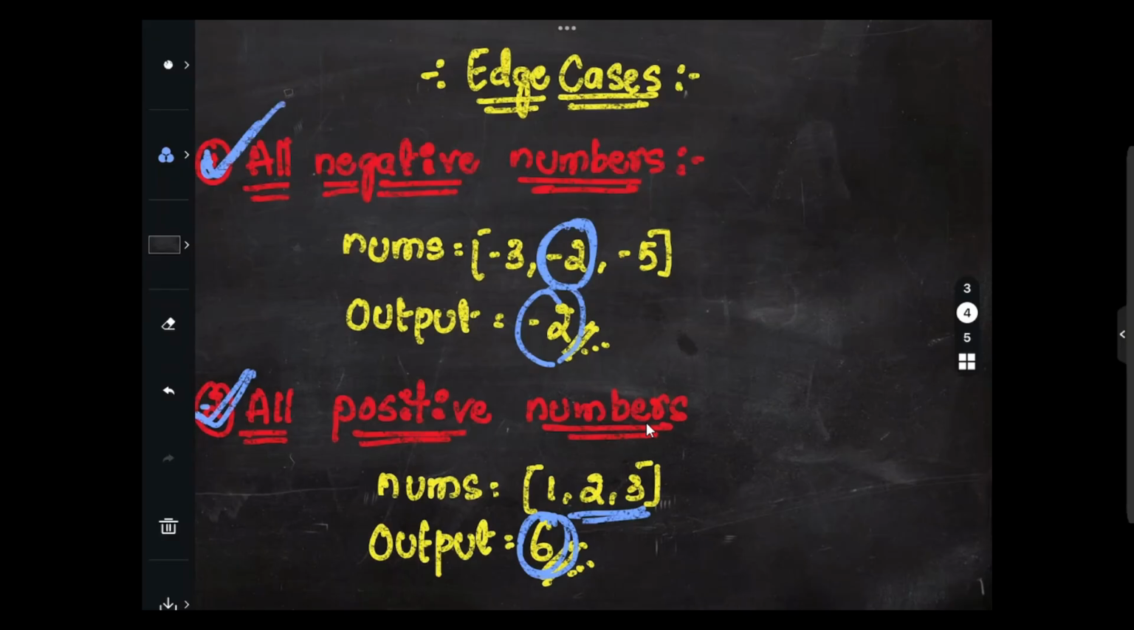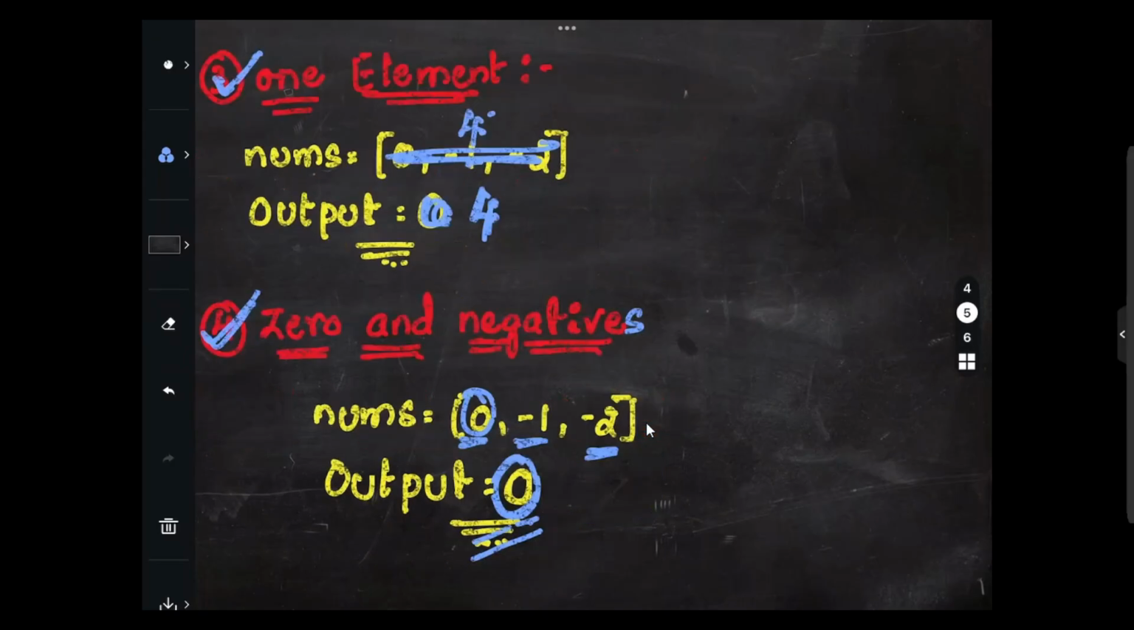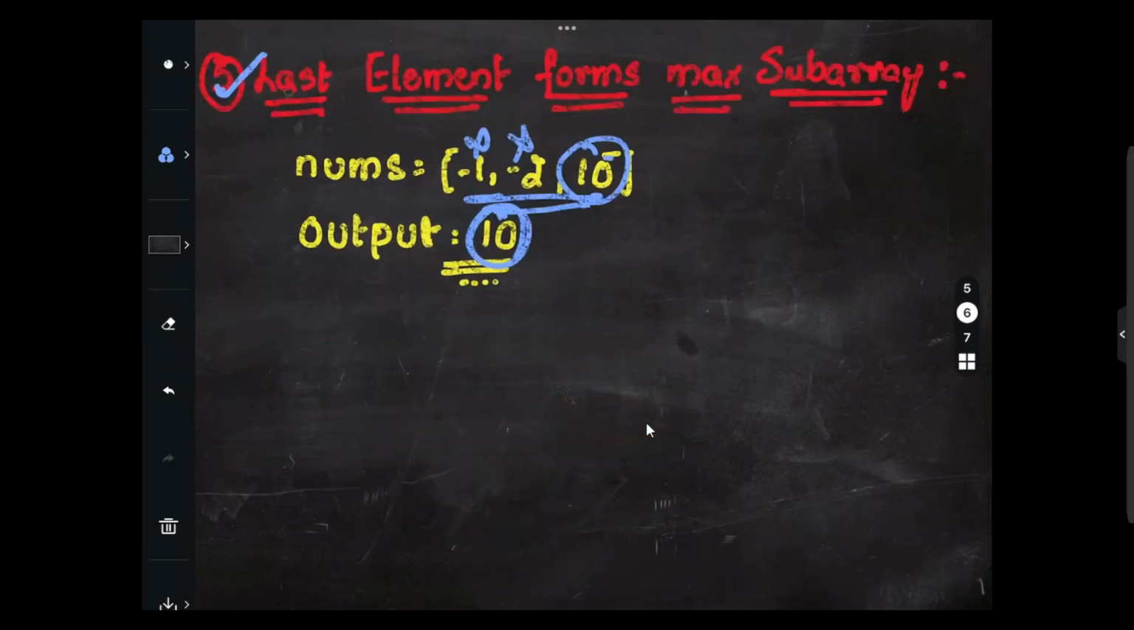The first edge case is for all negative numbers. The second edge case is for all positive numbers. The third edge case is for one element, the fourth edge case is for zero and negatives, and the fifth edge case is for the last element forming the max subarray, right? So these are the 5 edge cases that we need to keep in mind.